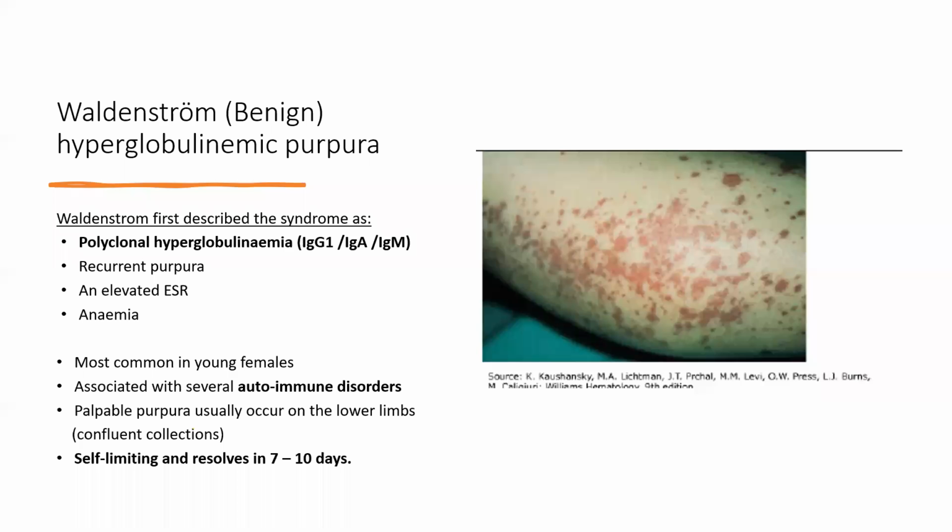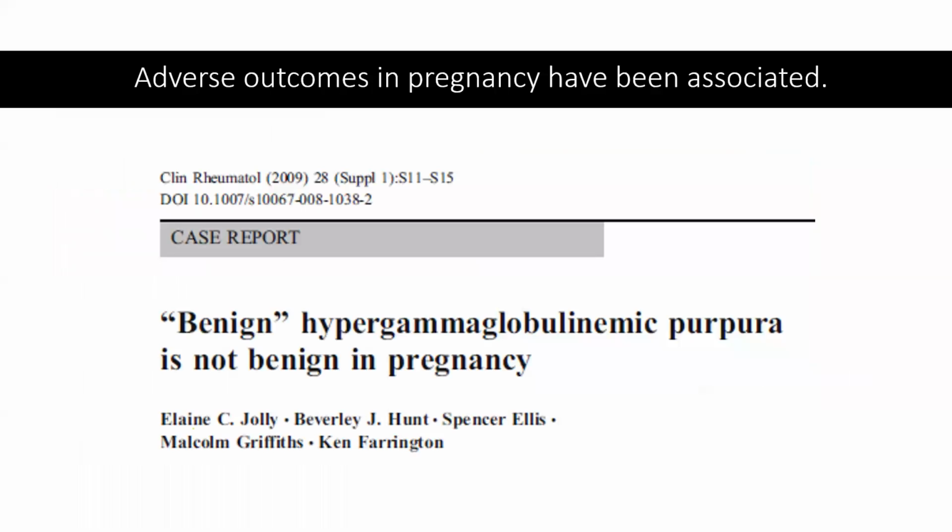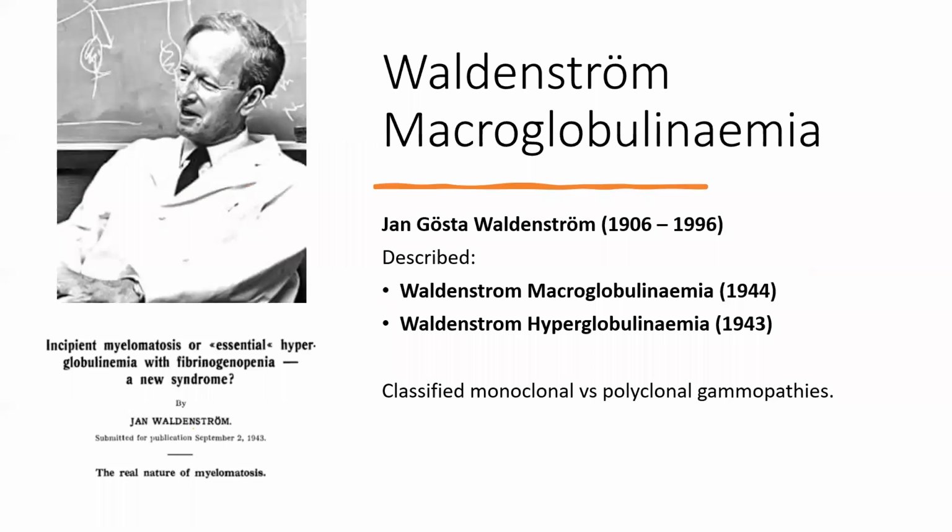The palpable purpura usually occur in the lower limbs and can cause these confluent collections, as you see in the picture. It's considered a self-limiting disorder that resolves in 7 to 10 days. However, watch out. In pregnancy, it has been associated with adverse outcomes. So don't confuse this with Waldenstrom macroglobulinemia.